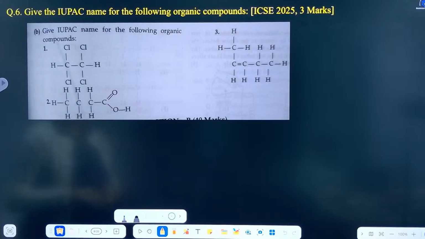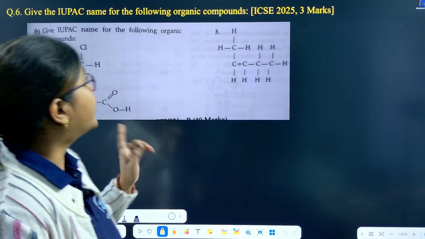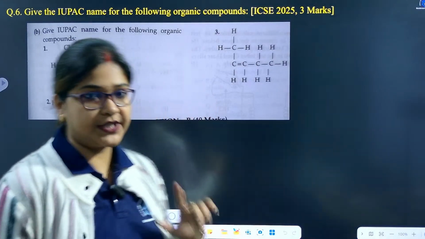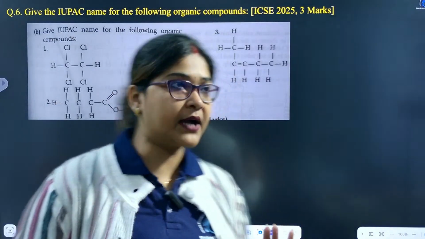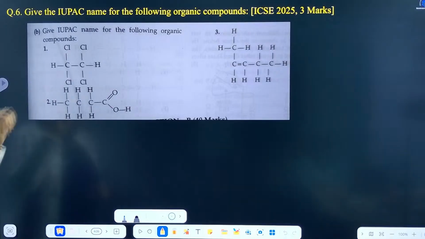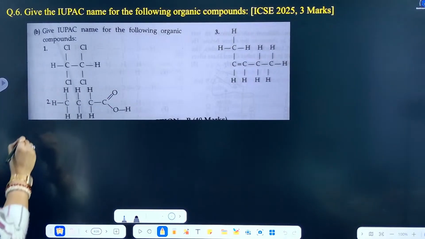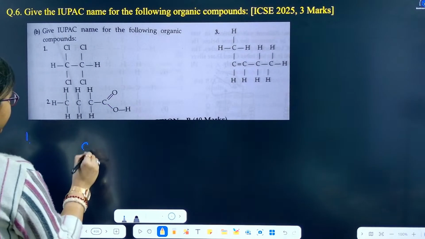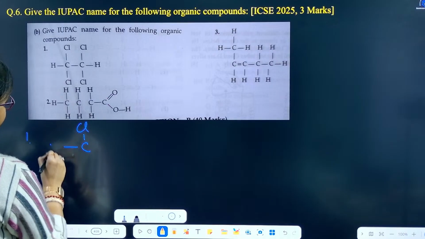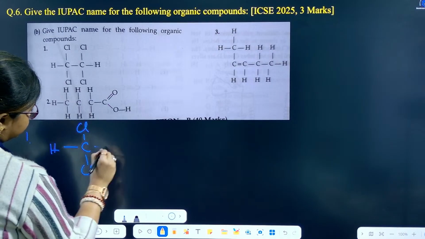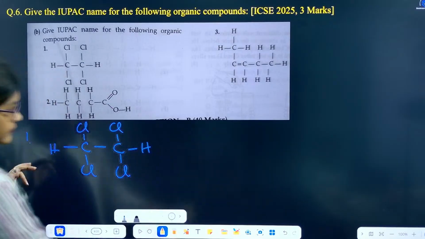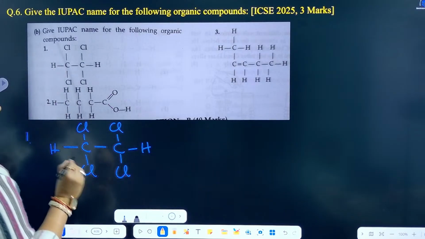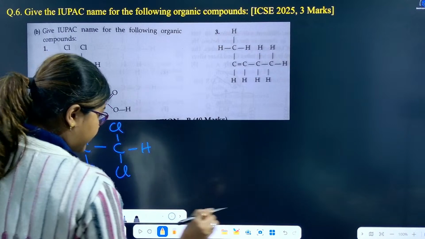Next is, give the IUPAC name for the following organic compounds. This also came in ICSE 2025 and it is a 3 marks question, you see. So the first compound, if I take, what is it? It is CCl. Okay. So first for IUPAC, I have to number.